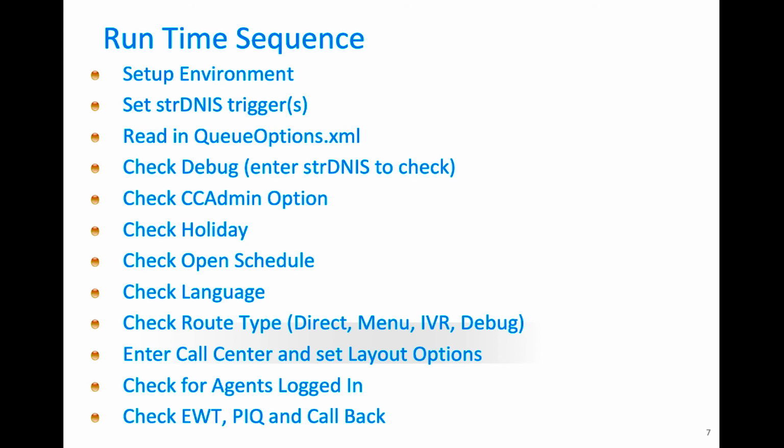Each CSQ in your deployment is going to have its own trigger to this script, and that trigger will set the string DNIS, and that, as you have learned, indexes the queue options XML file to bring back the options to configure this script to meet the exact needs of your specific CSQ established in the queue options XML file. Mouthful of words here, but I think you get it.